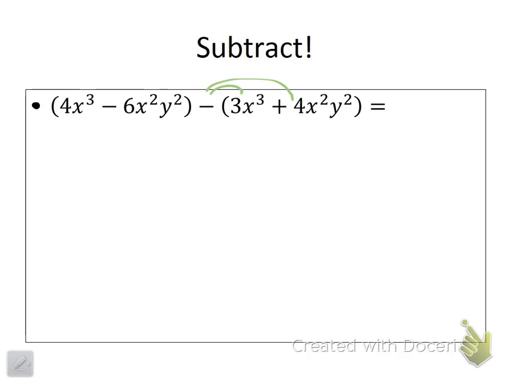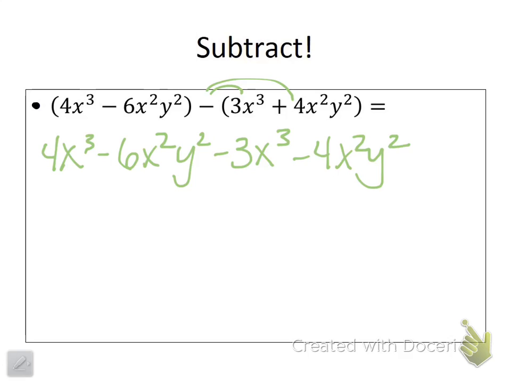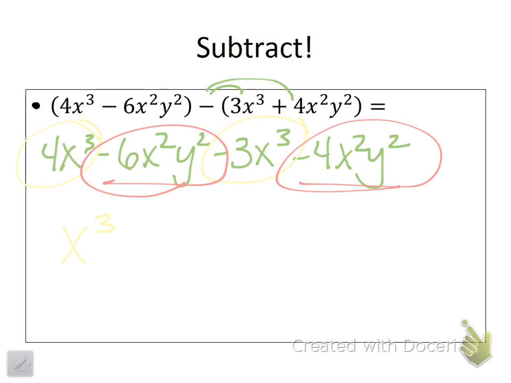Okay, so we got to distribute this negative. So we're going to get negative 3x cubed minus 4x squared y squared. Got to combine our like terms. So we got 4x cubed and negative 3x cubed, which is going to give us x cubed. And negative 6x squared and negative 4x squared y squared, we're going to get negative 10x squared y squared. When you have two variables like this, you can just leave it as it is. You don't have to put it in any certain order, because we've already combined all the like terms that are there, and we don't know which exponent's going to be the highest in this situation.